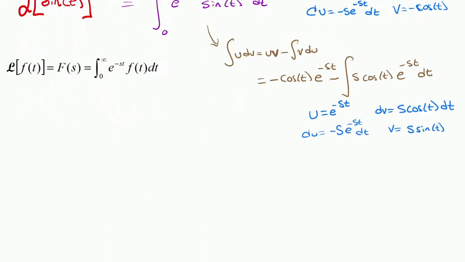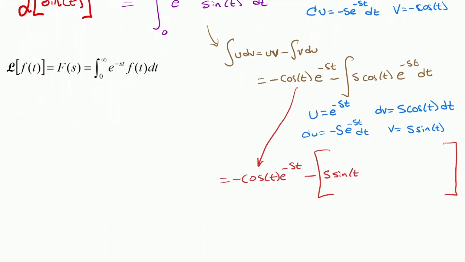Okay, we're almost there. So now we have this equals negative cosine of t e to the negative st. That's just this right here. And then, here it goes, u times v. So this is our second go. So u times v is going to be s times sine of t times e to the negative st. That's u times v. I know, v times u, close enough. Minus the integral of v du. But notice because you've got a negative in here, we're going to double negative and get a plus.